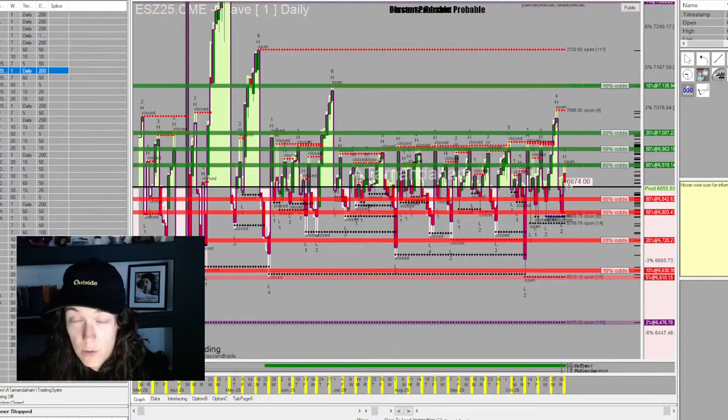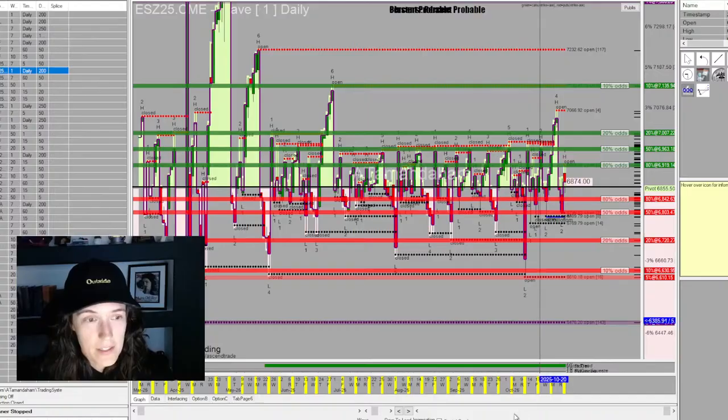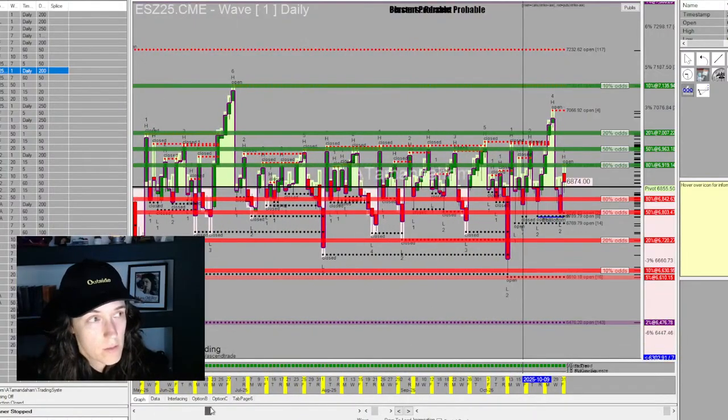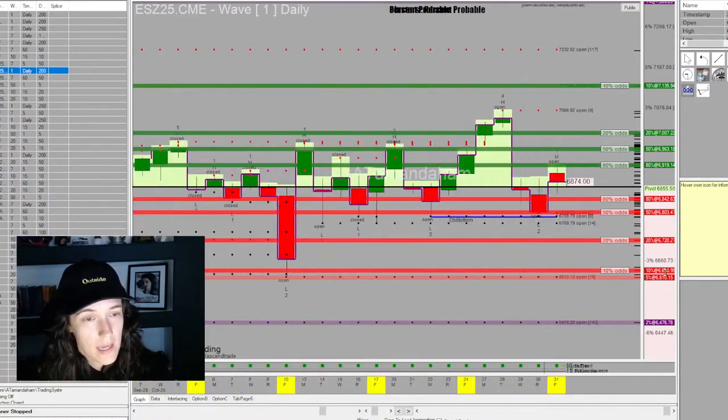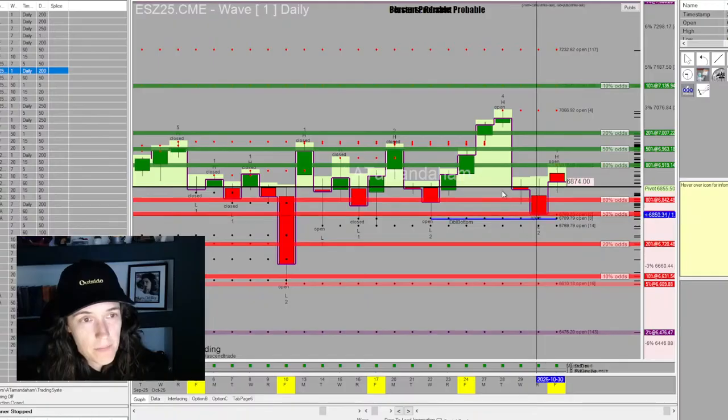Now moving into a more, I would say, heavy data point that you could actually trade off of is going to be vector. And so vector is this purple line on our chart. Let me zoom in on this wave one just so we can see a little bit bigger, a little easier for us to look at.